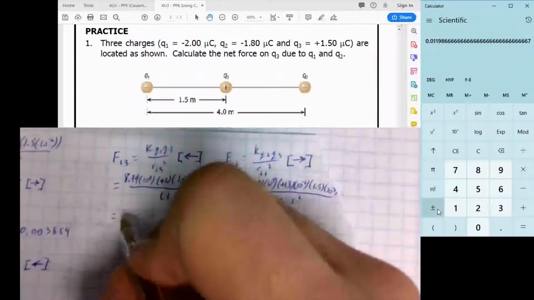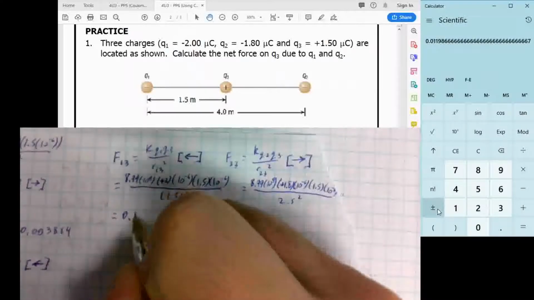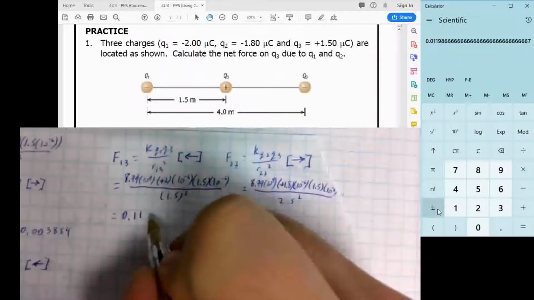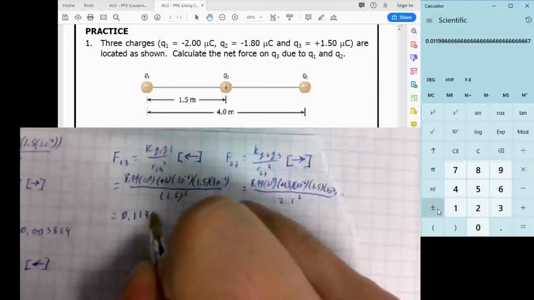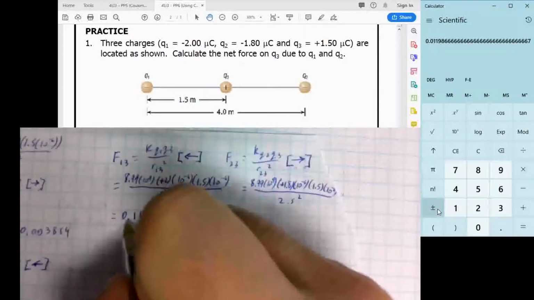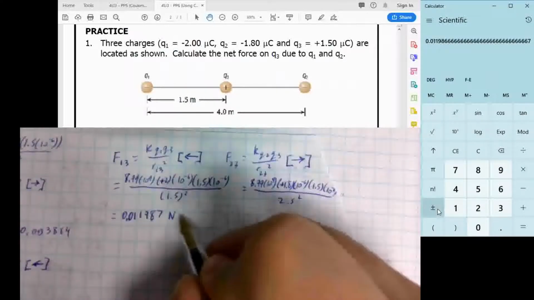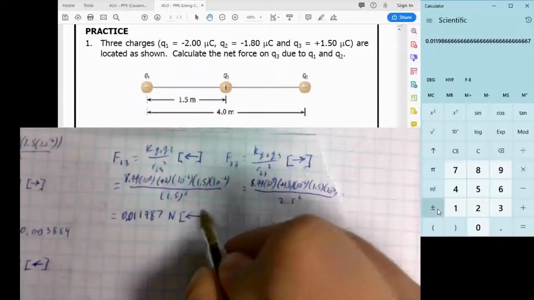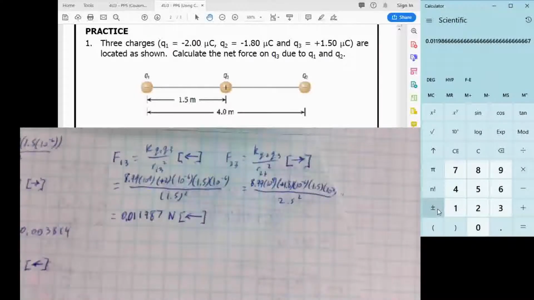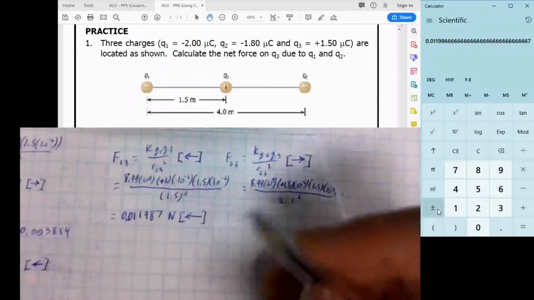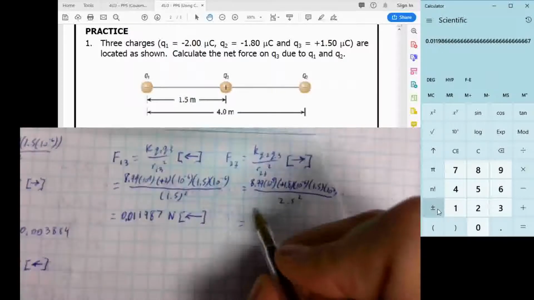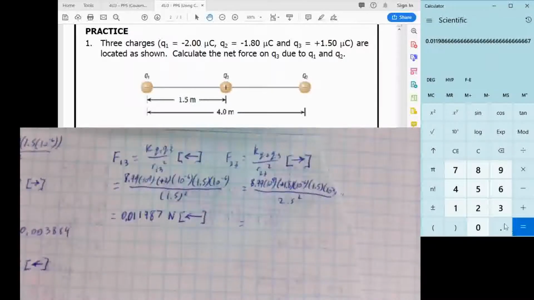And we end up with 0.11987. In fact, actually, it's 0.0. That's newtons to the left. I'm not rounding yet because we're going to need this to calculate our net force. So in fact, I'm going to save this in my memory.